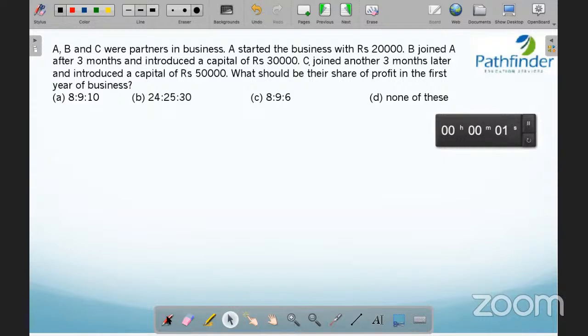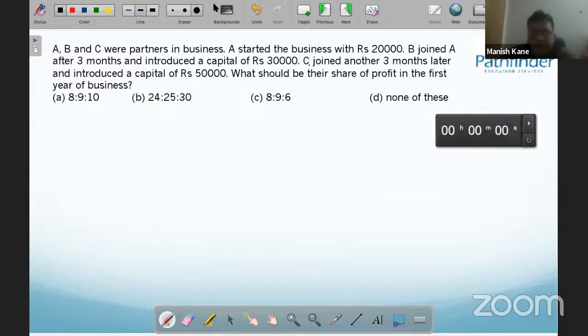All right. So to solve this question, you need to remember that the profits are shared in the ratio of equivalent capitals. And what is equivalent capital? The money brought in by an individual multiplied by the number of months for which the partner was in operation.